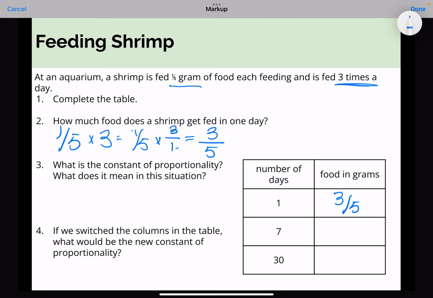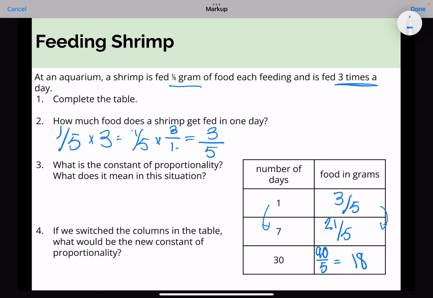So now, from 1 to 7, we would multiply by 7, and so we're going to multiply our 3/5 by 7 as well. And this is going to be 21 over 5. For 30 days, we're going to take 30, or 1 times 30, and 3/5 times 30, and that is going to be 90 over 5, which is the same as 18.